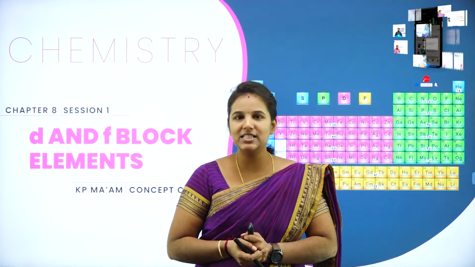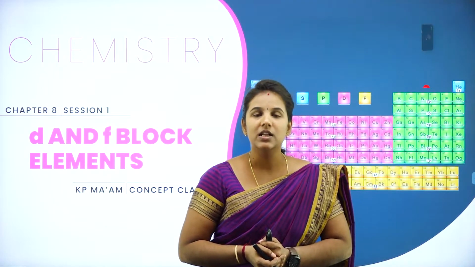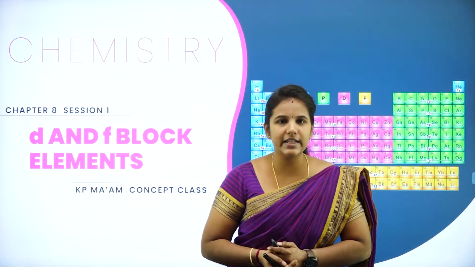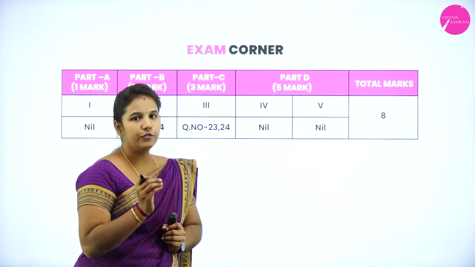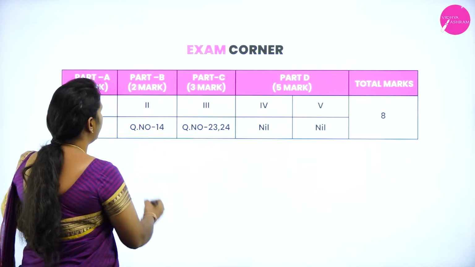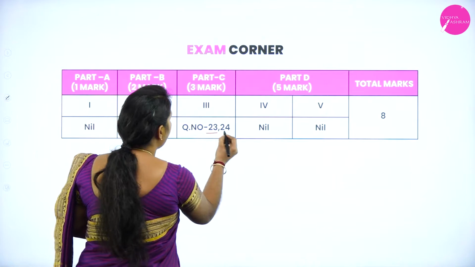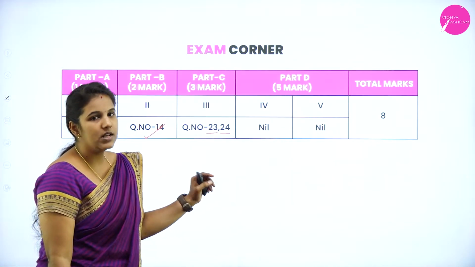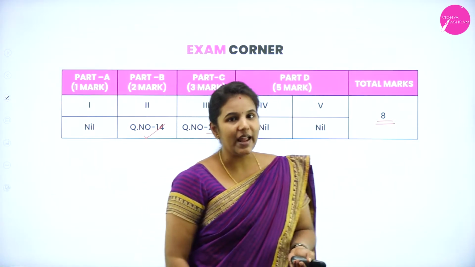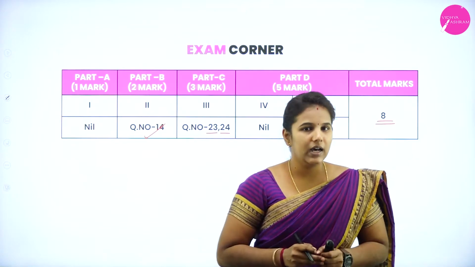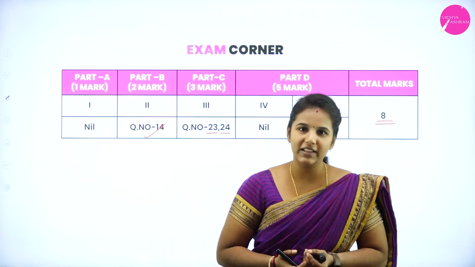My dear students, in this session we are going to start a new unit called D and F block elements. Before dealing with this unit, let's see its weightage. From this unit we can expect 3 questions: from Part A, question number 14 carrying 2 marks, and from Part C, questions number 23 and 24 carrying 3 marks each. So the total weightage is 8 marks. We can easily get 8 on 8 from the D and F block elements.